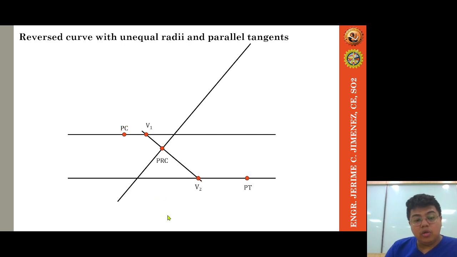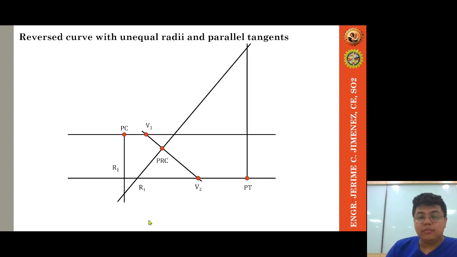And then, we draw the missing radius. So, let's draw a perpendicular line, perpendicular to the back tangent, to get R sub 1. And also, let's draw a vertical line or perpendicular line, perpendicular to the forward tangent from PT. And that will be our R sub 2. And then, once all elements are completed for the reverse curvature, we draw now the curve. Okay? So, this will be the curve.